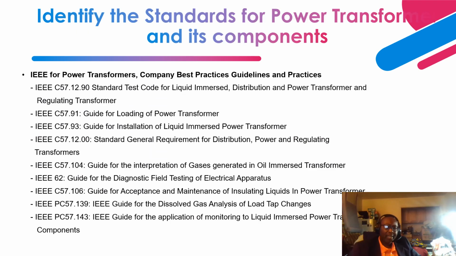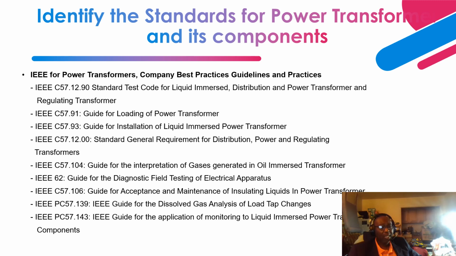Next are standards that you can utilize for the power transformer and its components for testing and for managing the power transformer. Of course, the first one is IEEE C57.12.90. That itself tells you the test code, or the tests that can be performed on a power transformer, distribution type transformer, or regulating transformer.